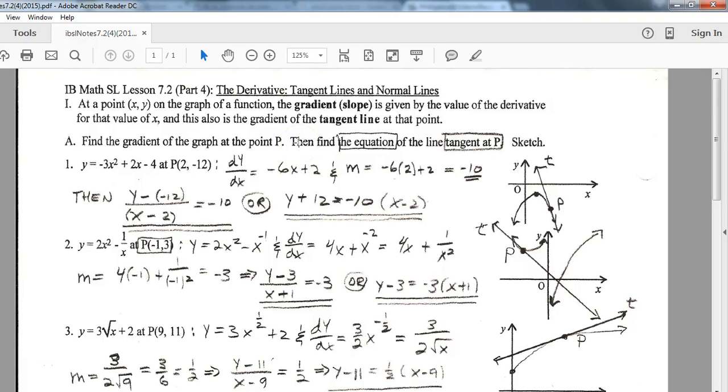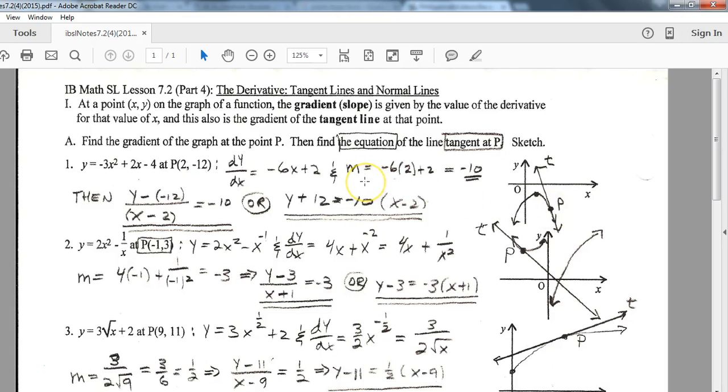For part 4 of section 7.2, we are looking at the equations of lines, tangent lines, and normal lines. So a tangent line in general, if you take a look at this parabola that you see here, a tangent line is just any line that intersects that graph at a point. And that would be a tangent line simply because they connect at a single point.